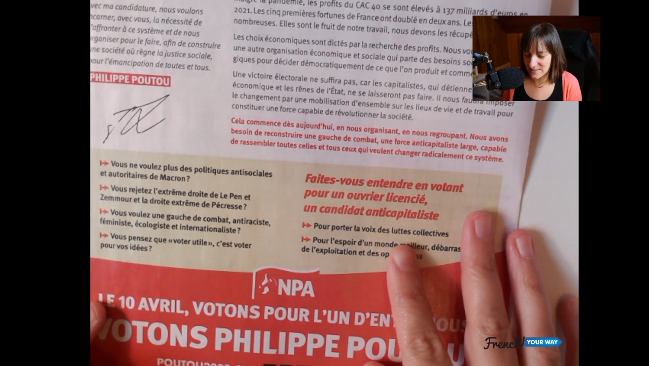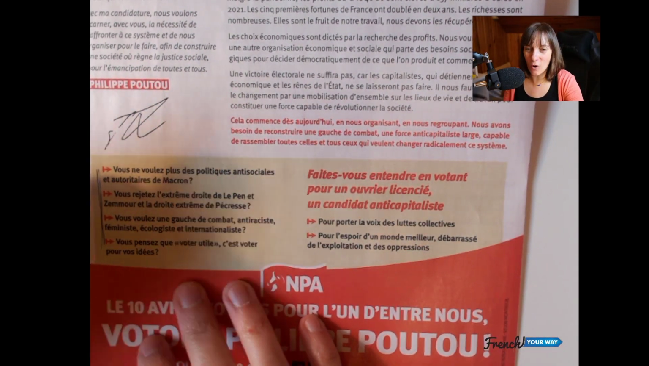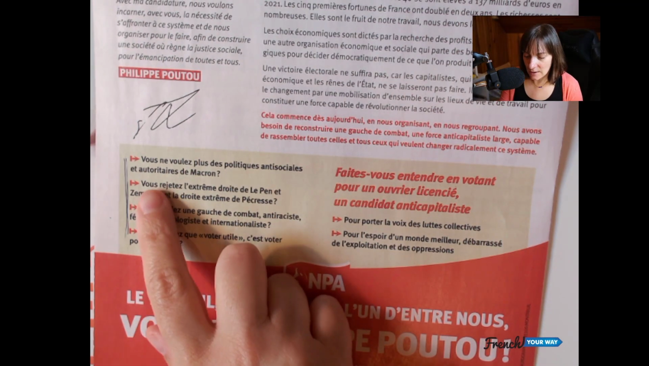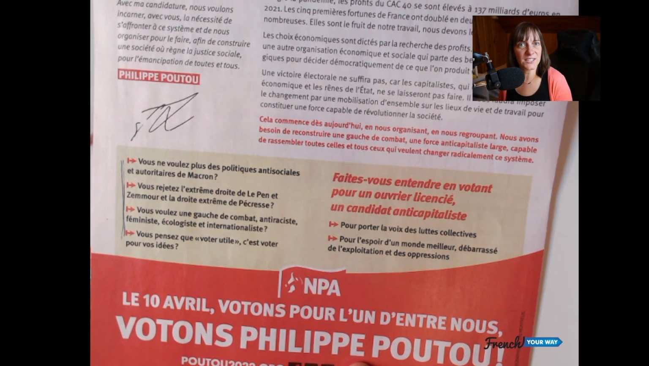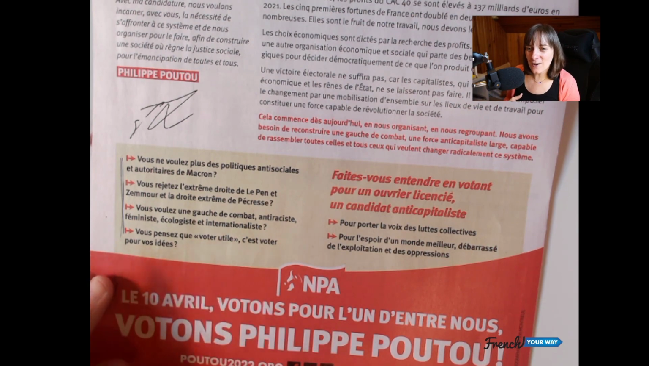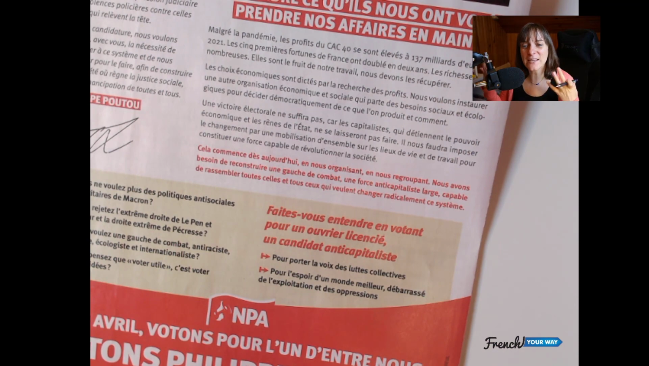Other structures of the sentence that he's using is writing a description of his target voters, if we could say it, and so asking them questions to ask if they recognize themselves in what he wants. Donc, he's talking to them in the vous form. Vous ne voulez plus des politiques antisociales et autoritaires de Macron. Vous rejetez l'extrême droite de Le Pen, bla bla bla. Vous voulez une gauche de combat, then vote for me. Hein? Donc, faites-vous entendre, have yourself heard, be heard.